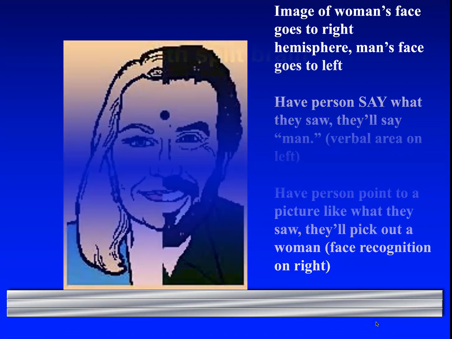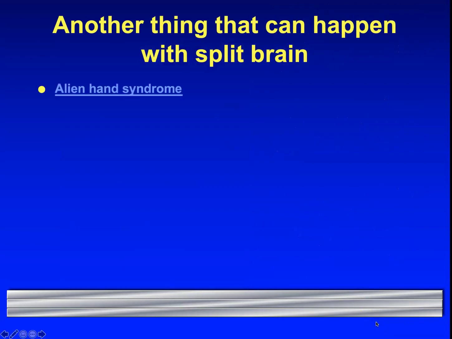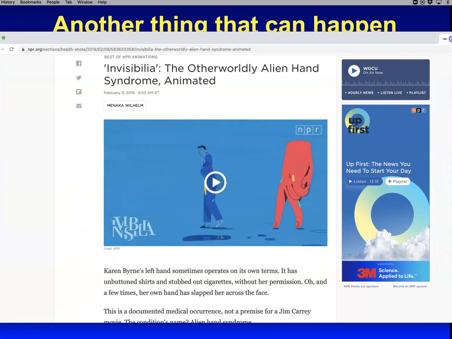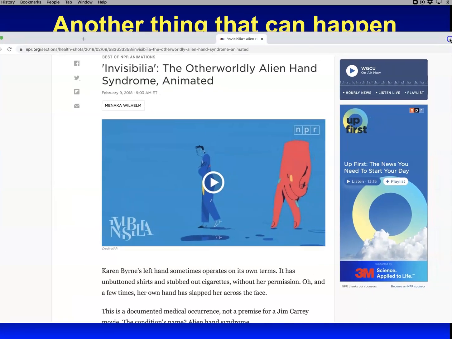Now, the last thing I'm just going to show, and it's going to be, as I said, a long video, it already is, is one other cool thing with getting different information to the left brain and the right brain. Alien hand syndrome. So let me pull this in. If they make me cut it, you can search on NPR, and it's called Invisibilia, the otherworldly alien hand syndrome. And so you can search for this video if you like, but hopefully we can keep it here on YouTube.